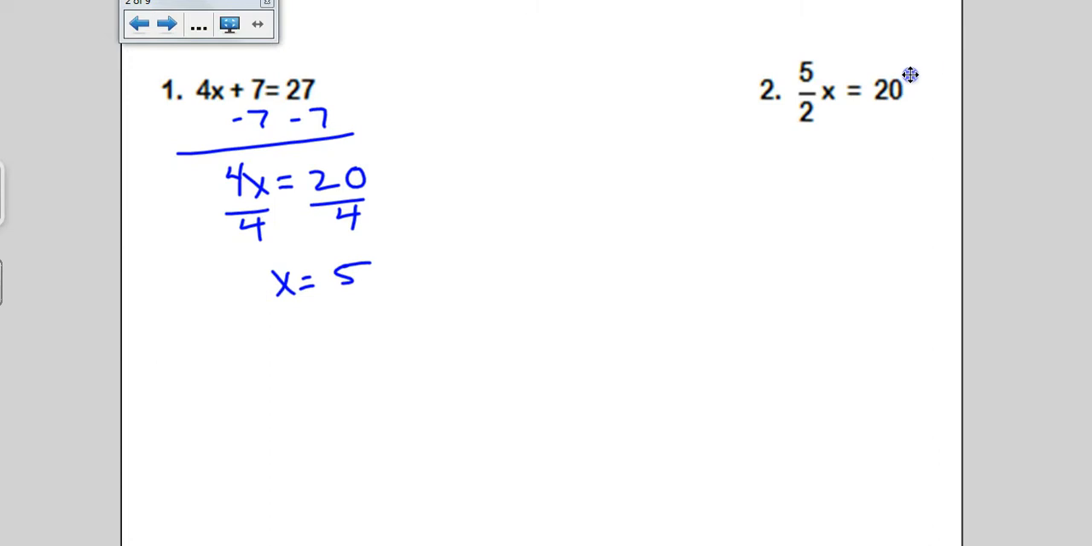5 halves x equals 20. Well, a couple ways we can get rid of a fraction, but the quickest way is to just multiply by its reciprocal. So the reciprocal of 5 halves is 2/5. So we're going to multiply both sides of the equation by 2/5. 5 halves and 2/5 will cancel. And 20 times 2/5 is 8.